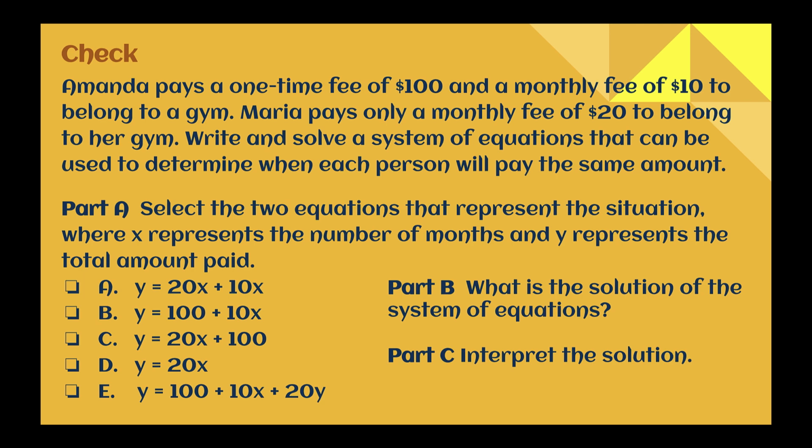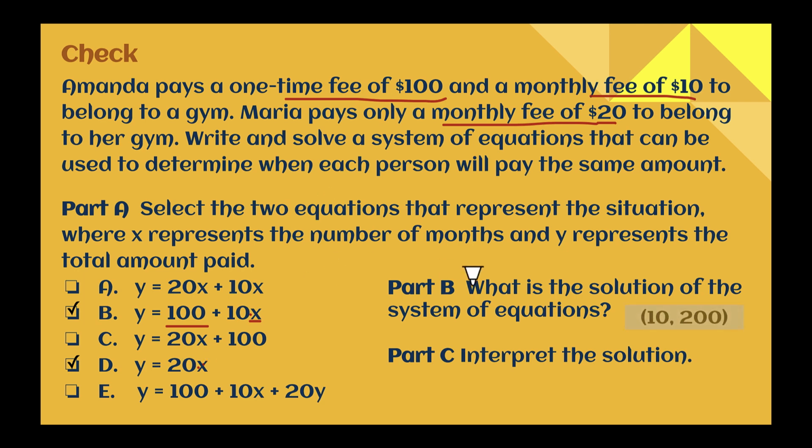Check your answer. First, the two equations where x is the number of months and y is the amount paid, you should have picked B and D. So for B, it says it's a one-time fee of $100. So just once we pay $100, and then monthly it's 10. So if x is the number of months, we'd have to multiply that by 10. That gives us equation B. The other one only has a monthly fee of 20, so we would just take our months, x times 20.